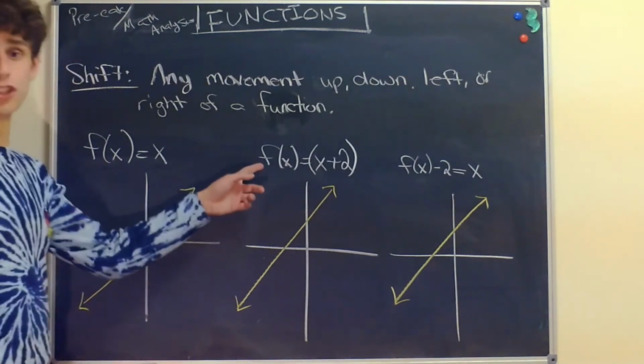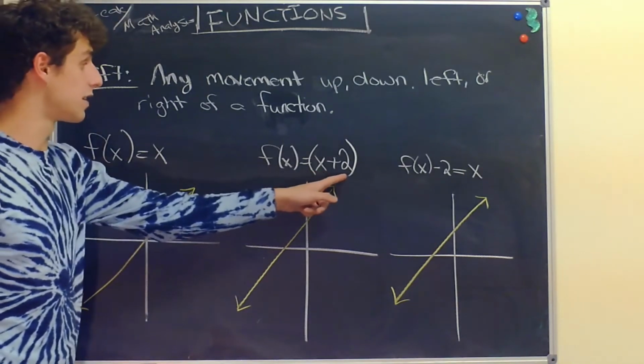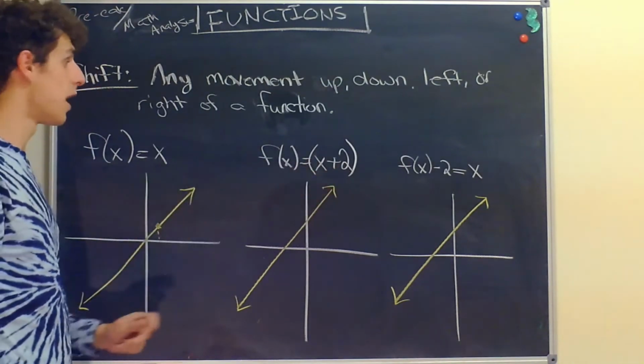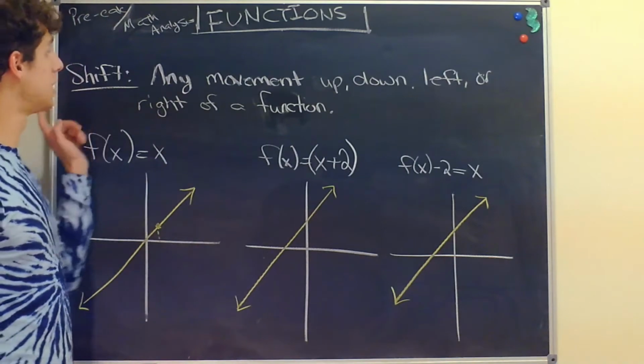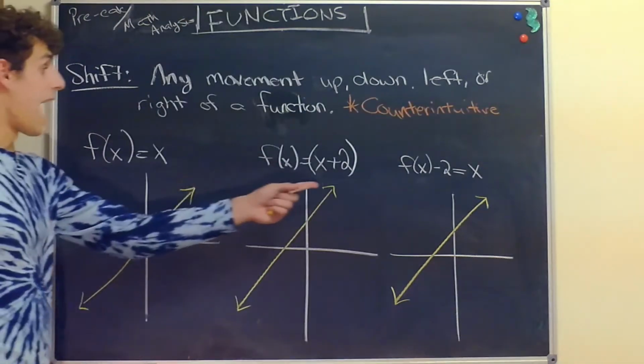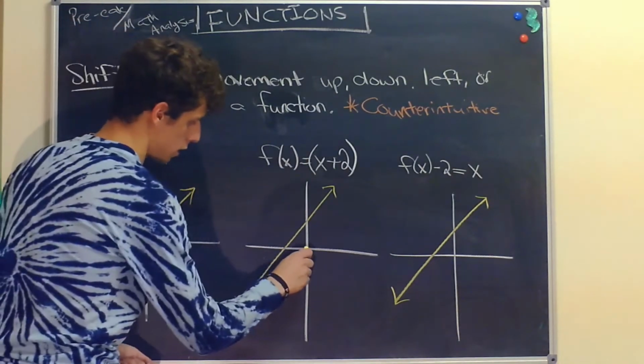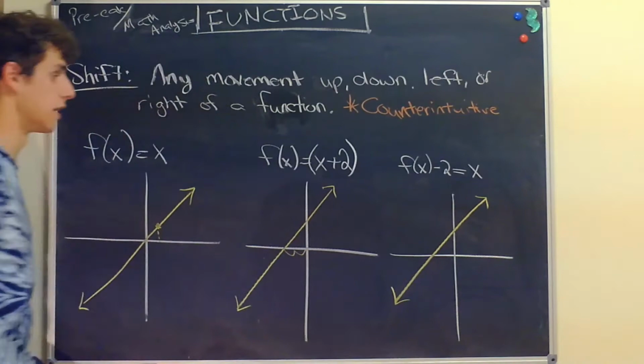Okay, but now we have a shifted function. And this shift is taking x and shifting it to the left 2 units. How do we know it's to the left? Well, shifts happen in the counterintuitive direction. So when we add 2 inside the parentheses here, it shifts it to the left 2 units.